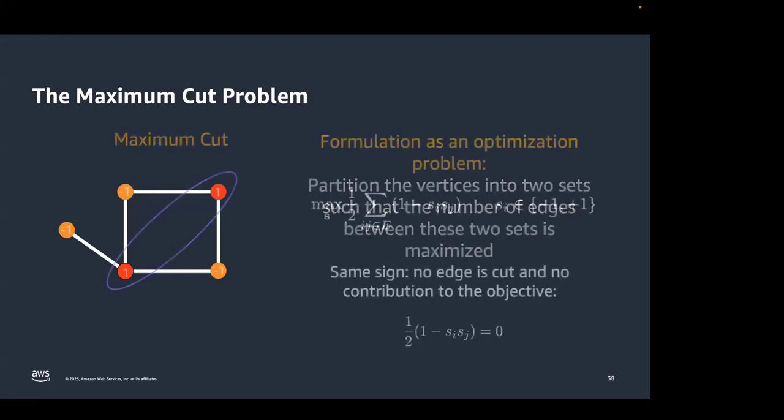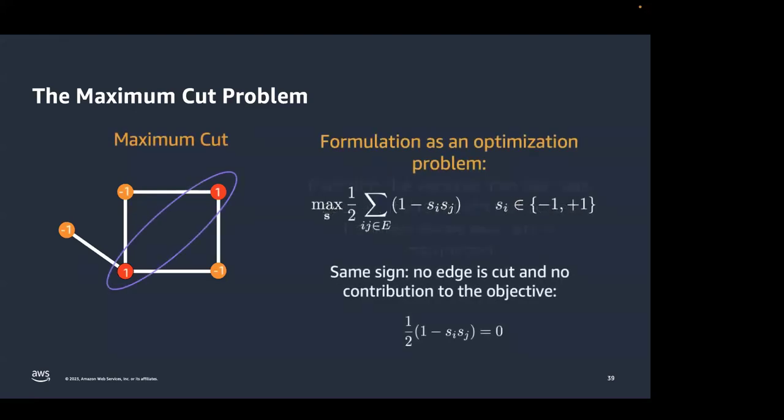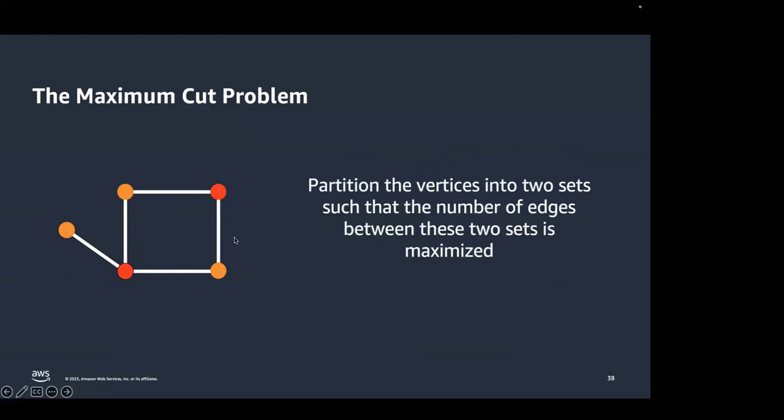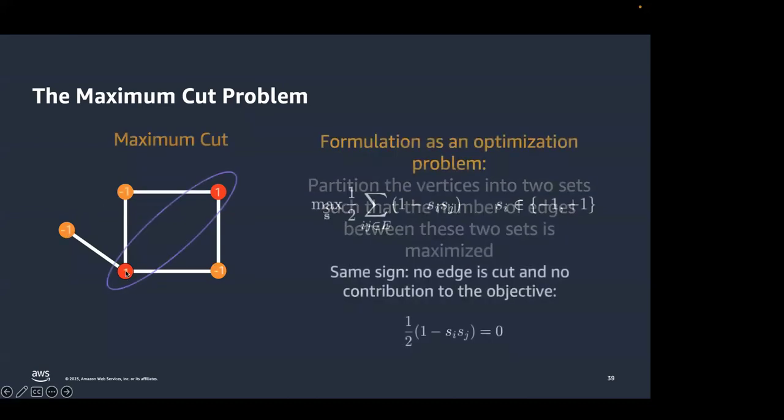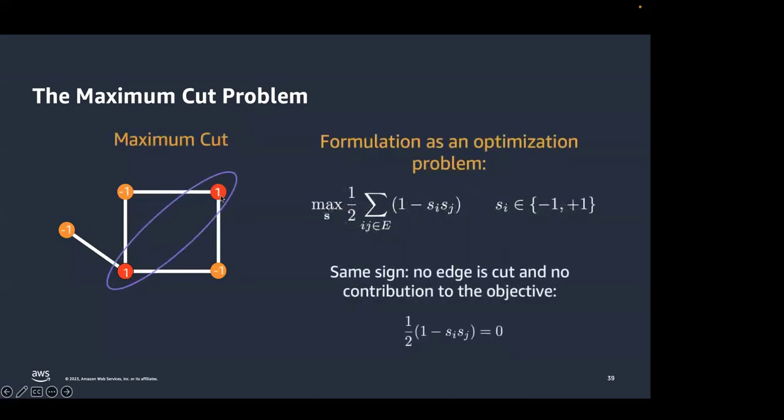Okay, so for instance, if we have this graph, and you partition this graph into two sets, one orange, containing this node and this node, and one red, which contains this node and this node, then between this set, red and orange, there are 1, 2, 3, 4, and 5 edges. So that is a max cut solution.